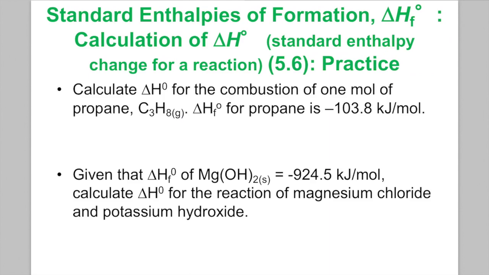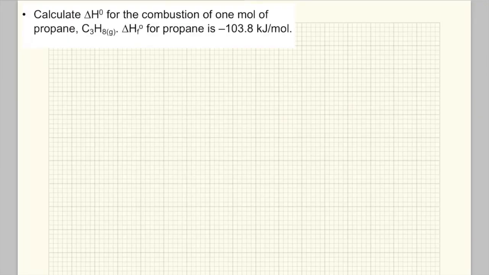So we've got a couple problems for this, and it tells us calculate delta H for the combustion of 1 mole of propane, C3H8, and it gives us the heat of formation for propane. So the first thing we have to have is the equation. For all combustion reactions, it is the hydrocarbon in the presence of oxygen gas. And normally we would be given this. And the reactant or the products are always carbon dioxide and water.